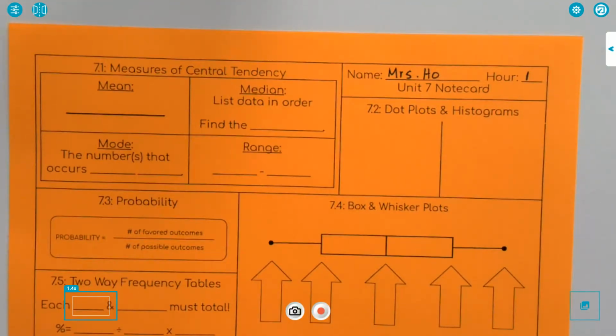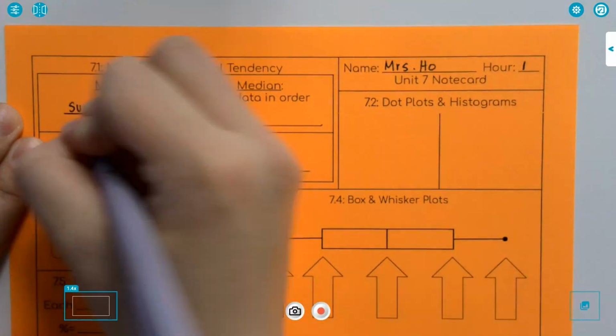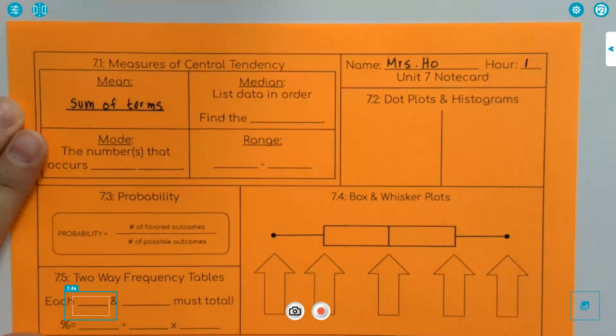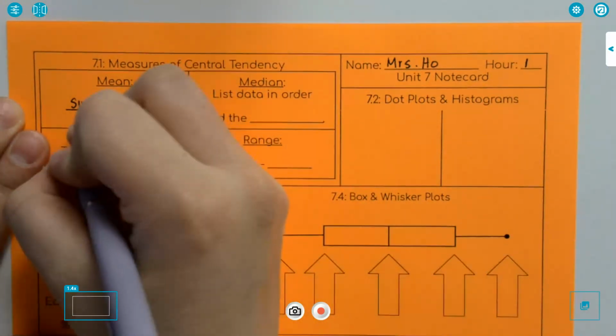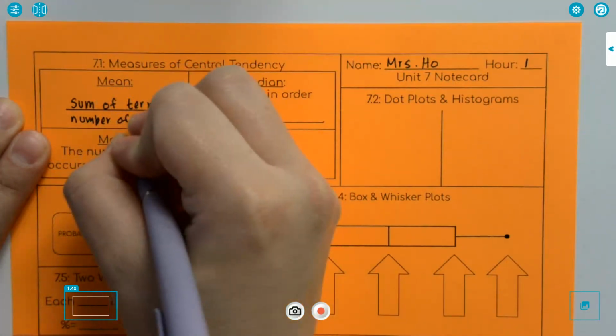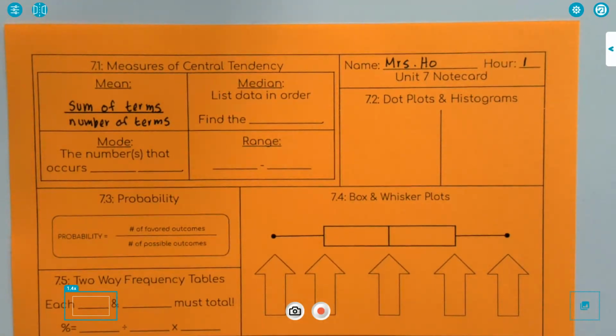Okay, so first thing is measures of central tendency. So this was 7.1: mean, median, mode, and range. In order to find your mean, you are going to find the sum of the terms, and you are going to divide that by the number of terms you have. So add them all up, divide by how many there are. Sum of terms divided by number of terms.